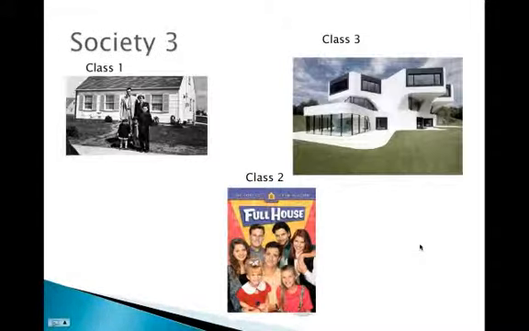So here's the question I always ask. Well, here, one more illustration. Class 1's not doing too bad. There's their house. Class 3 is doing really well. And then Class 2 would be like Full House. If you ever watch that show, look at their house. It's not bad living life at all.